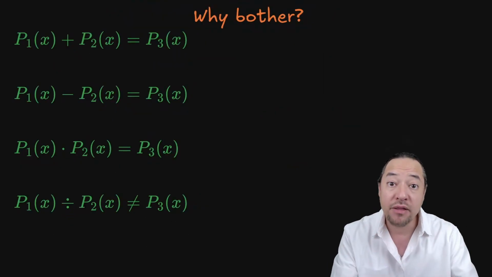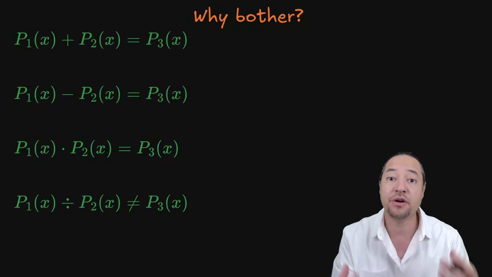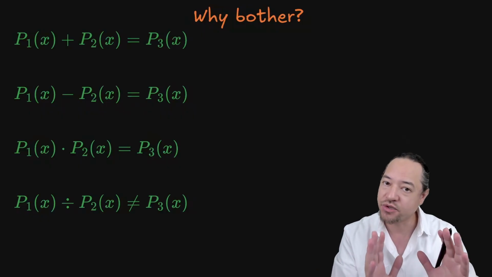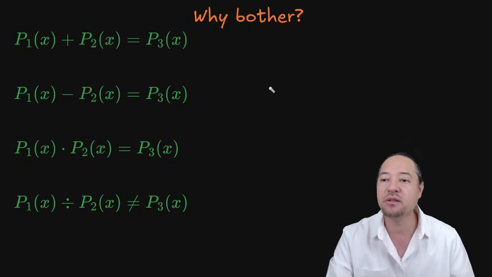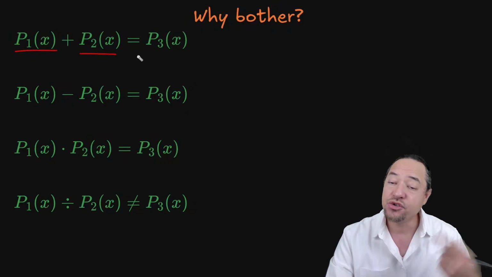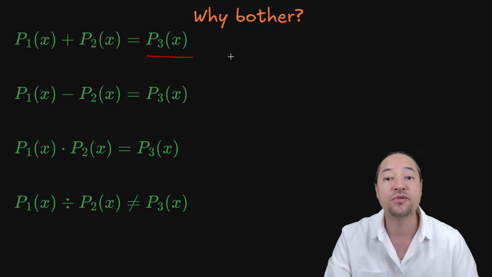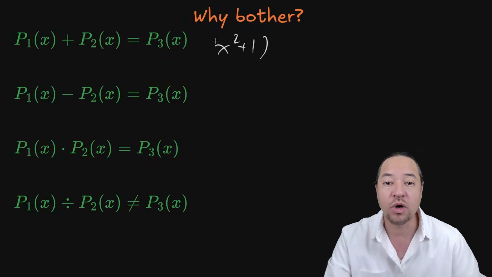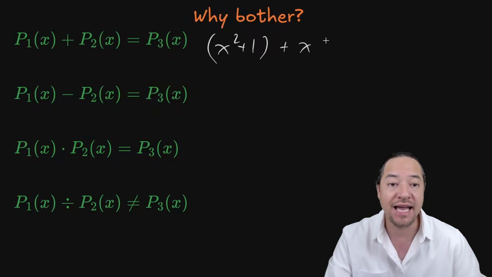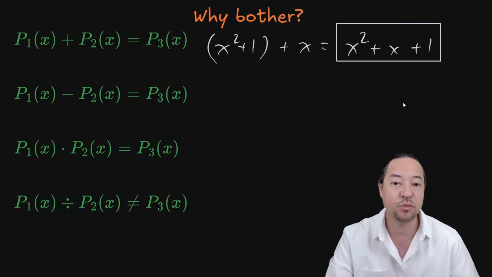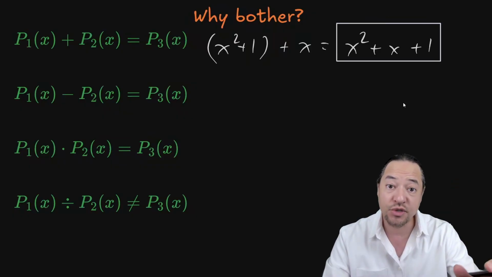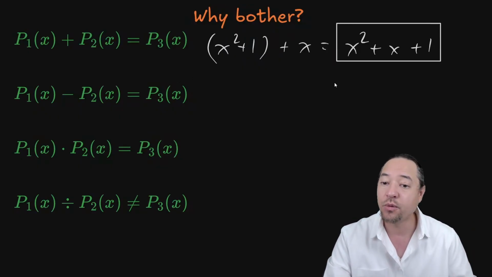Now the question is, why bother thinking about rational expressions? Aren't polynomials good enough for us? Turns out they're not good enough. Why is that? Well, let's take a look here. If I add 2 polynomials together, I am guaranteed to get a third polynomial. For example, x squared plus 1, and let me add another polynomial, x. What do I get? Well, I'll just get x squared plus x plus 1, and this is in fact a polynomial, right? So if I understand polynomials, I understand whatever I get when I add them together, and that's really great. Now what about subtraction?